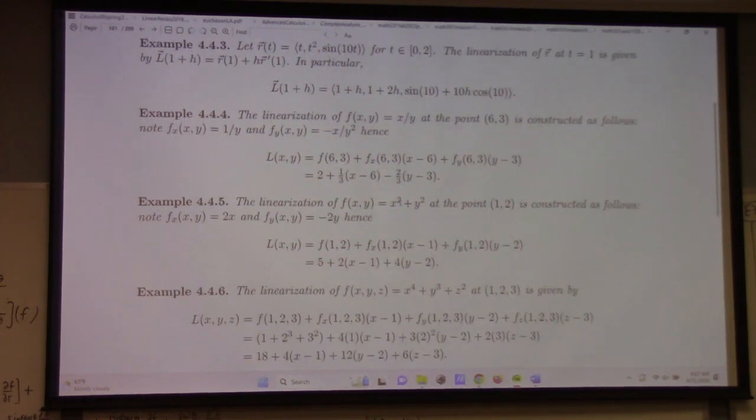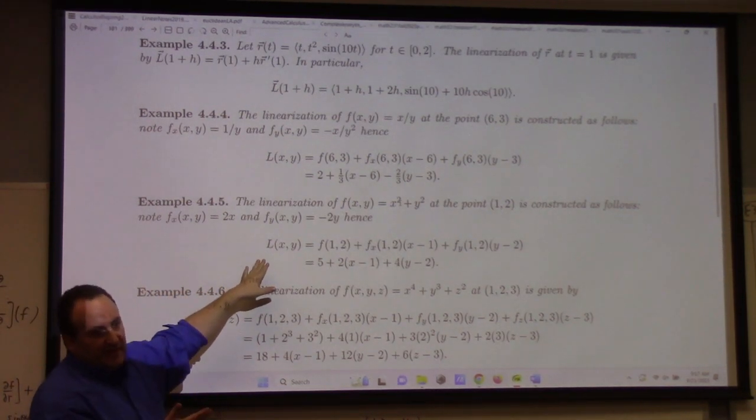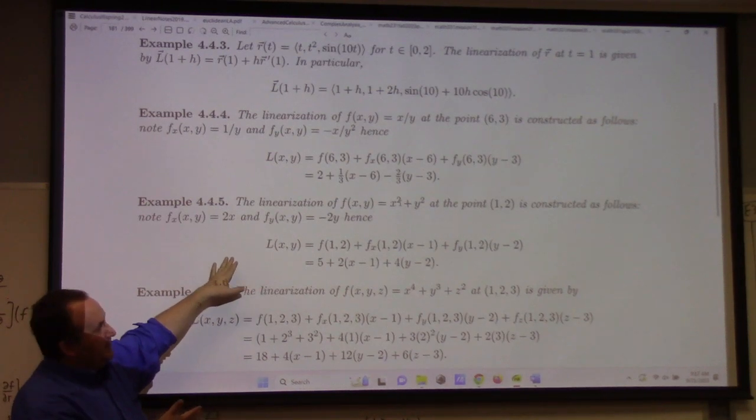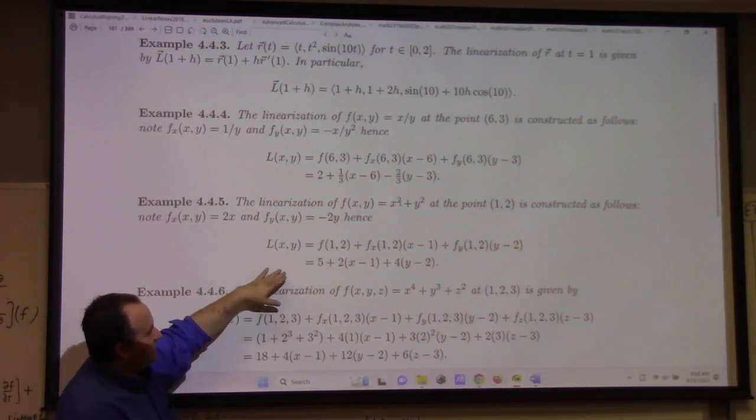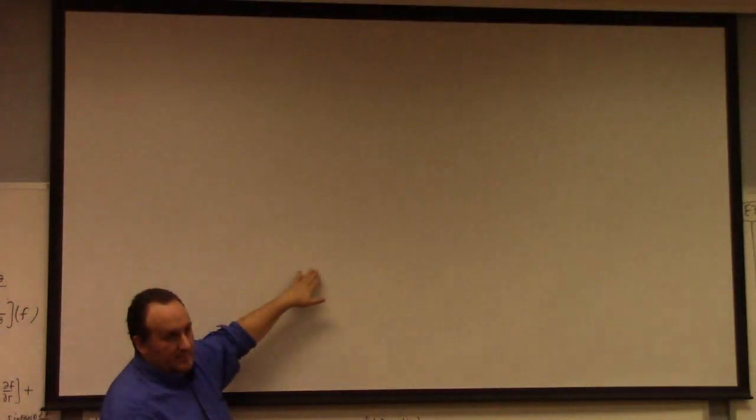And right here, this one won't be familiar yet, but it will soon be familiar because we're going to be talking all about tangent planes coming up. But right here, if you look at z equals x squared plus y squared, that's a paraboloid, right? We've talked about that. At (1, 2), this equation right here is the best linear approximation to the paraboloid.